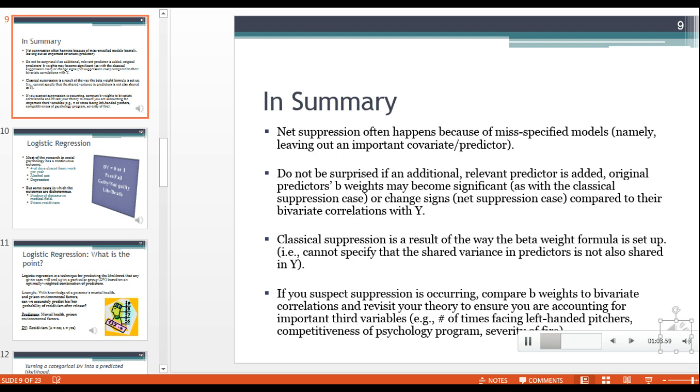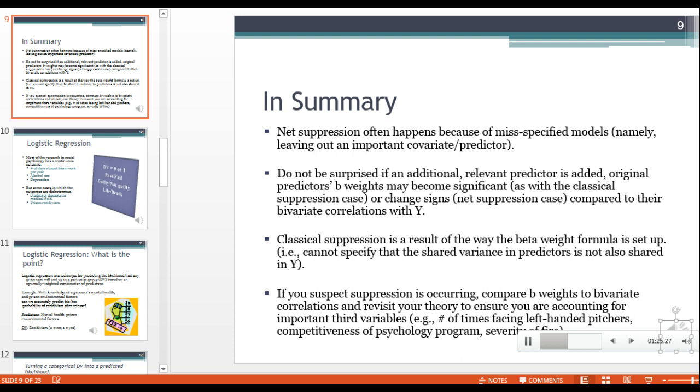Also remember that classical suppression is solely a result of the way the beta formula is set up and the assumptions behind it. Okay, so in the beta formula we can't specify that the shared variance in the predictors is also not shared in the DV. And so since we can't do that, we can't trust beta weights in the classical suppression case.